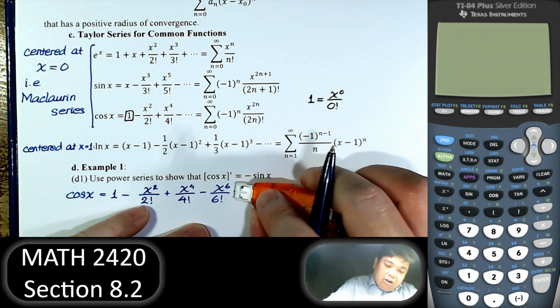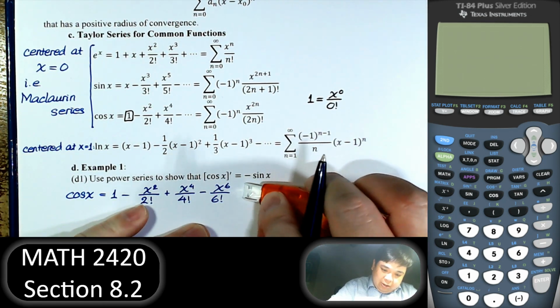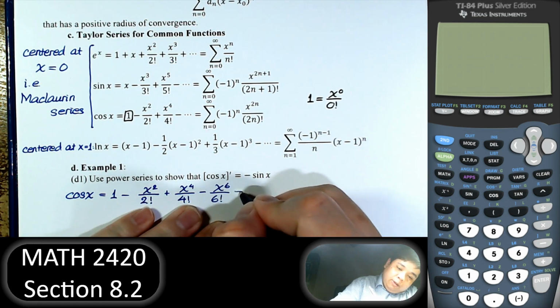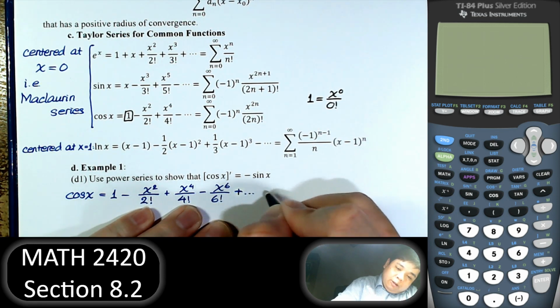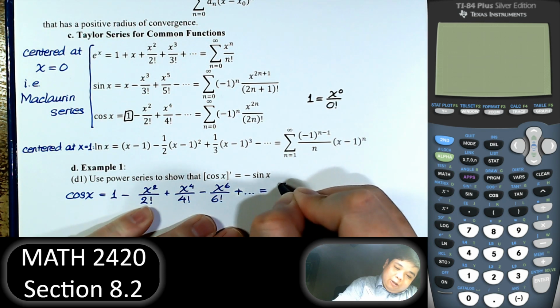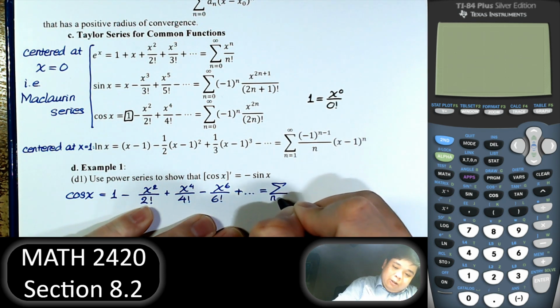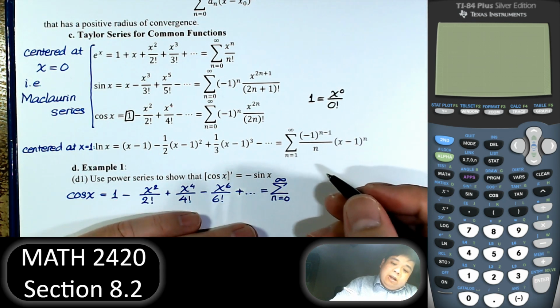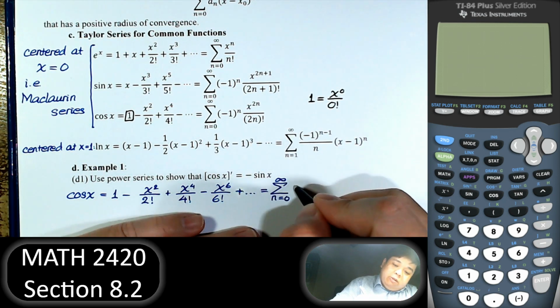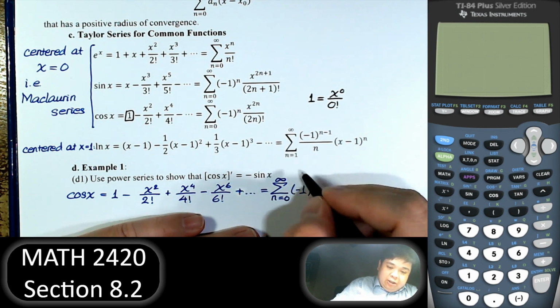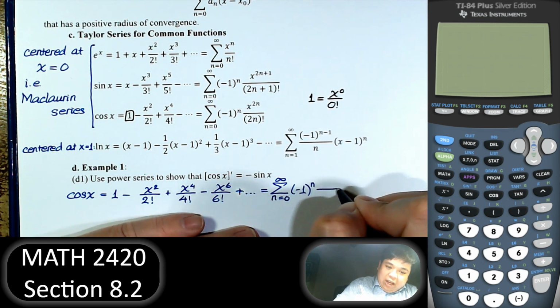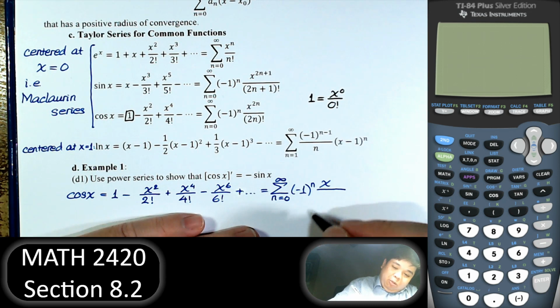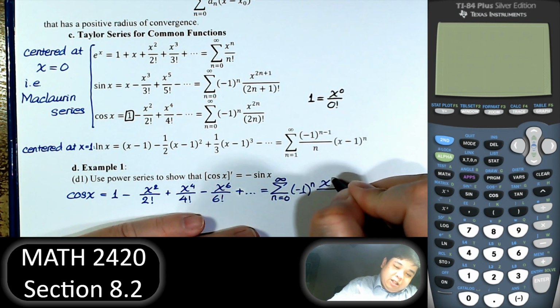I should have x to the 0. It's an even function, right? So all of them are even. Once again, try to write small. Probably we don't even have enough space here.